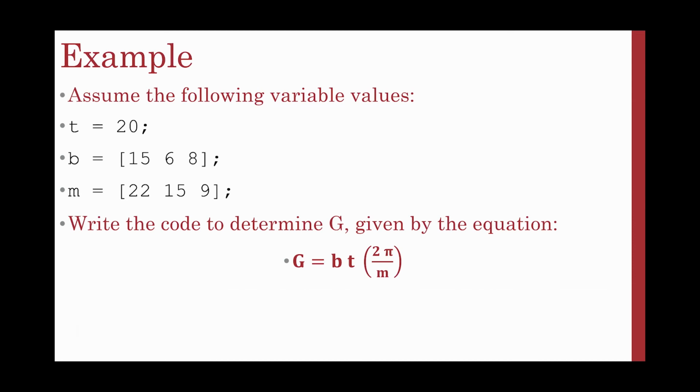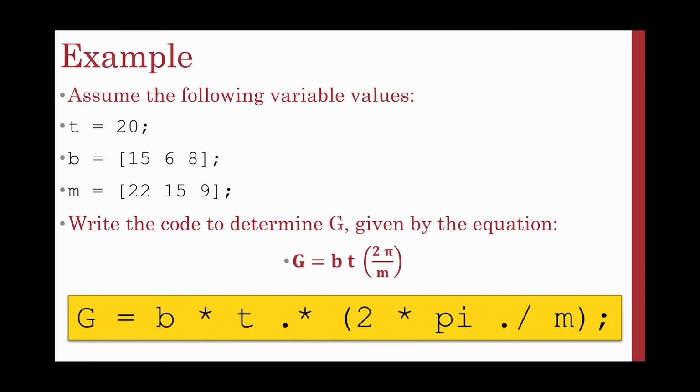What happens if b and m are vectors? Well, in this case, we're going to have to account for some element-wise multiplication and division by saying it's now b times t times an element-wise multiplication of 2 pi divided by an element-wise division of m. You can think of rearranging this equation, because I'm not dividing a scalar by a vector since t is also a vector. So you can kind of move the 2 pi b to the outside of the equation.